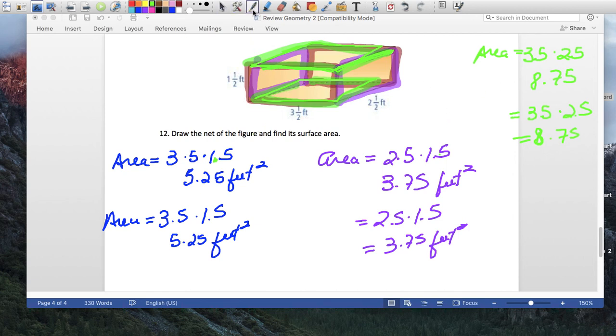So the total surface area is going to be 8.75 plus 8.75 plus 3.75 plus 3.75 plus 5.25 plus 5.25, and we're going to get a total surface area of 35.5 feet squared. So the sum of the areas of all the faces will give us 35.5 feet squared.